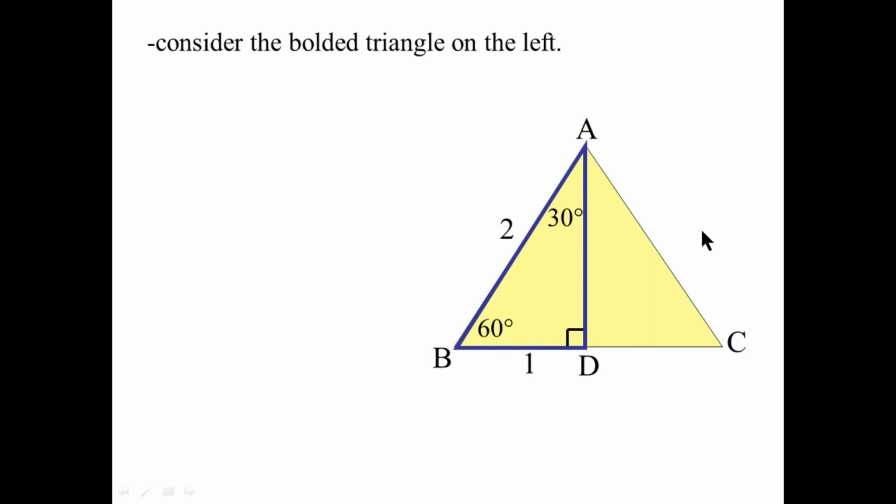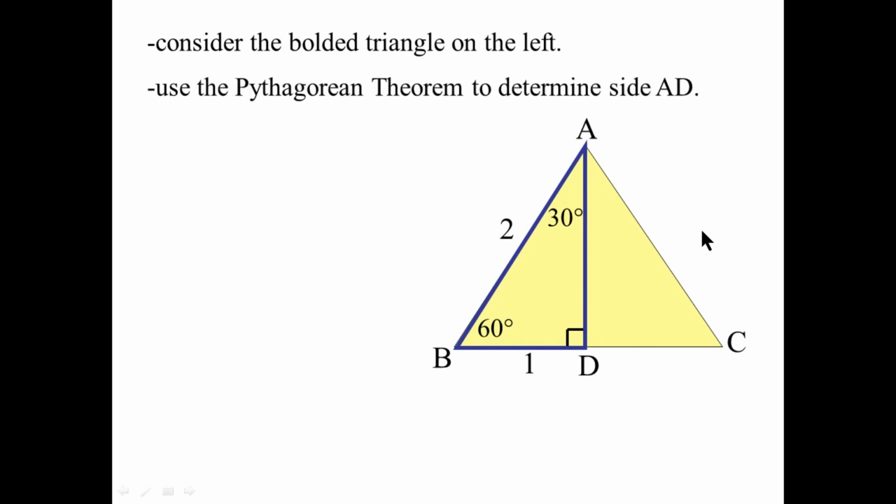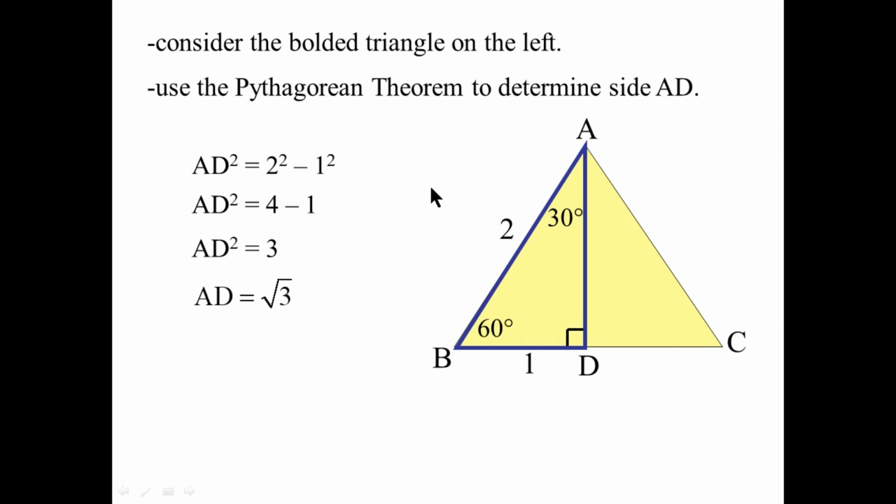Consider this bold triangle. Using Pythagoras, we can determine side AD. Now side AD will be the square root of 2 squared minus 1 squared. Simple math here. AD squared is 2 squared minus 1 squared. So AD equals root 3.